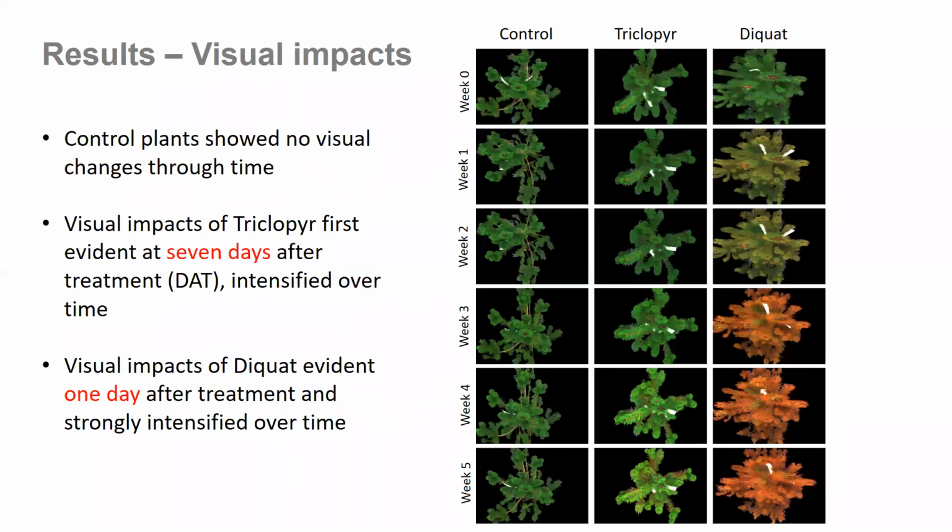This slide shows the visual changes in herbicide damage to the trees through time, starting at week 0 at the top and going through to week 5 at the bottom. As expected, there were no changes in foliage colour for the control plants. Visual impacts from triclopyr were first evidenced 7 days after treatment and intensified over time. The visual impacts from the contact herbicide diquat were evident 1 day after treatment and strongly intensified over time.